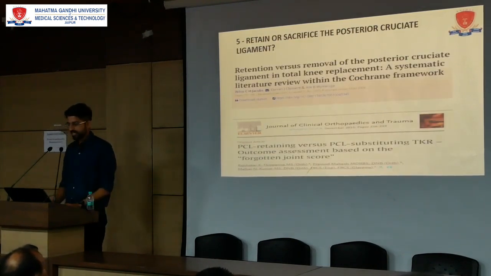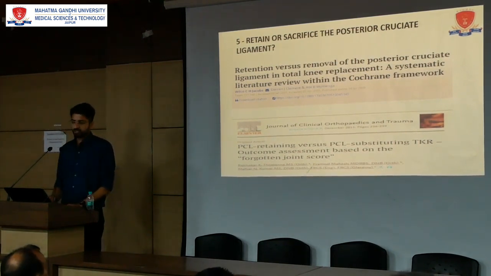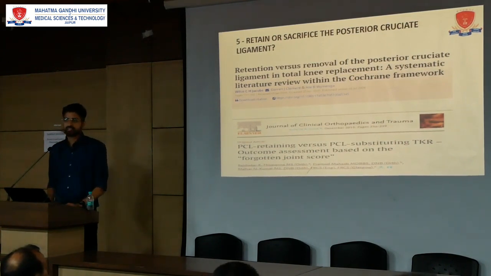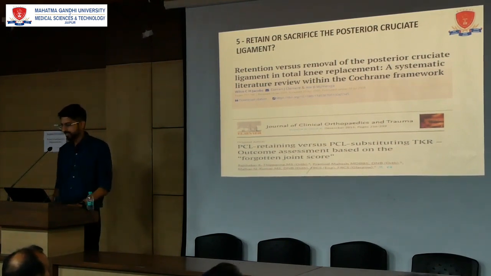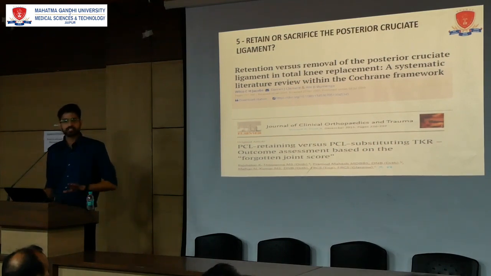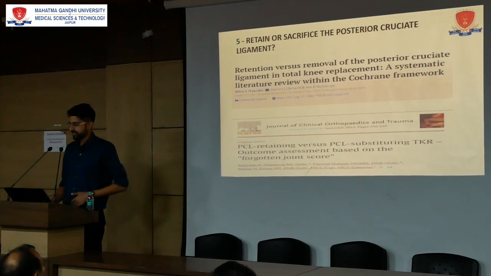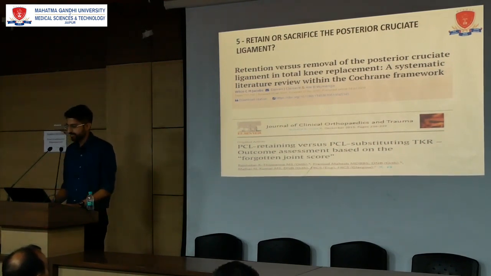The final question that arises is to either retain or sacrifice the posterior cruciate ligament. Now, in this topic, we have two schools of thought. So we have basically two surgeries that are available for total knee replacement. One is posterior stabilizing, that is PS surgery, and the other is cruciate retaining or CR surgery. Now, in this patient specifically, we can't opt for cruciate retaining or CR knees because the flexion deformity is more than 20 degrees in bilateral knees.